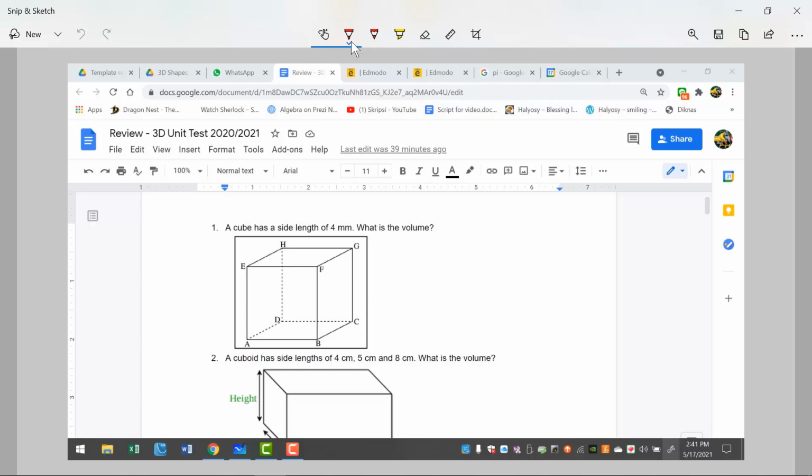A cube has a side length of 4 millimeters. What is the volume? We know that the volume of a cube is equal to s to the power of 3, where s is the side length, right? Because we know that the side length is 4 millimeters, it's just 4 to the power of 3. So just use a calculator, you will get 64. And don't forget, guys, to use the unit again. Okay, number one is quite easy. Let's go to number two.